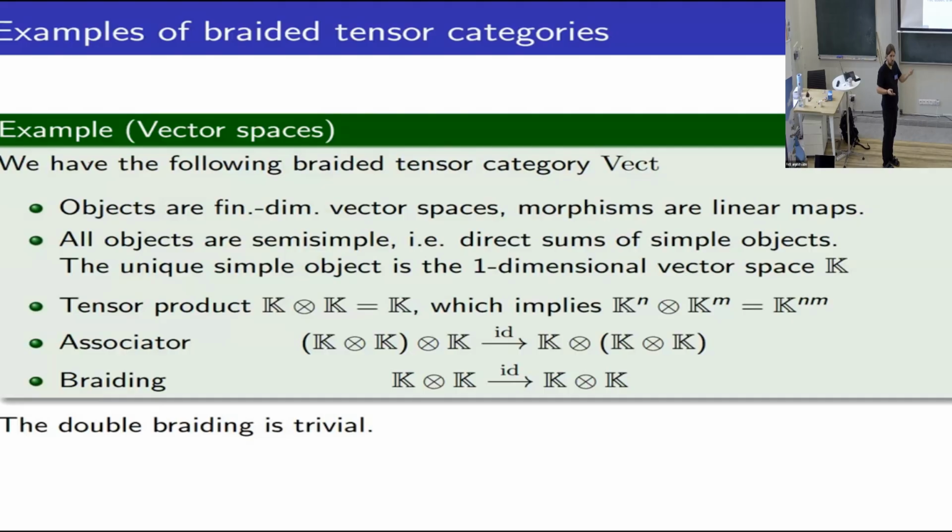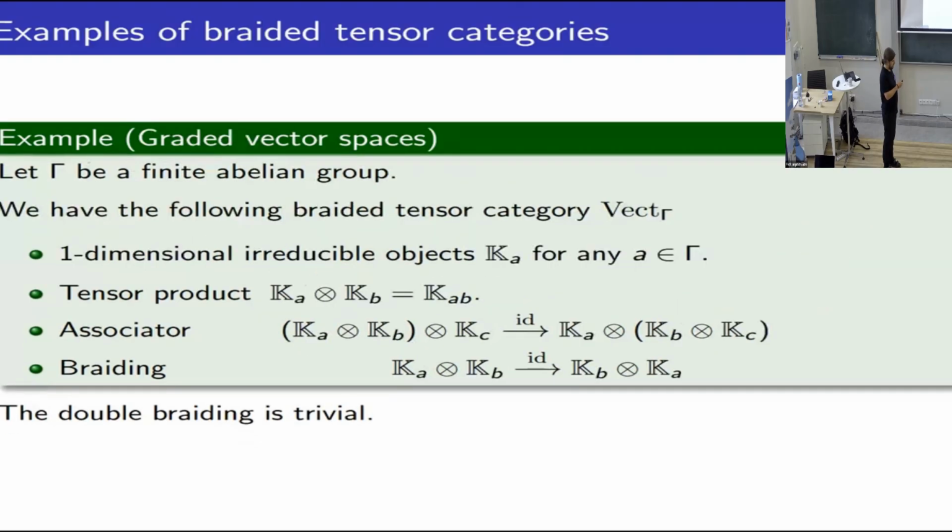The only simple object you have is the one-dimensional vector space, and you can write everything as a direct sum of one-dimensional vector spaces. And there is a tensor product that we learn a little bit later in linear algebra too. So one-dimensional tensor one-dimensional is one-dimensional. So n-dimensional tensor n-dimensional is n times n-dimensional. That's the tensor product. And the associator and the braiding are just trivial in a sense. It's exactly what you would write down. K tensor K is isomorphic to K tensor K.